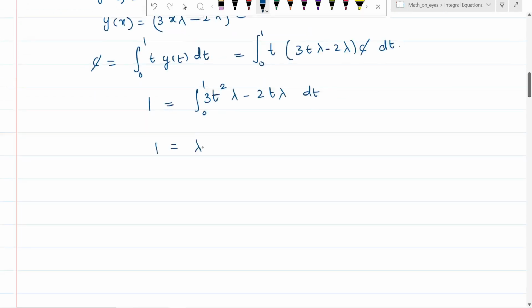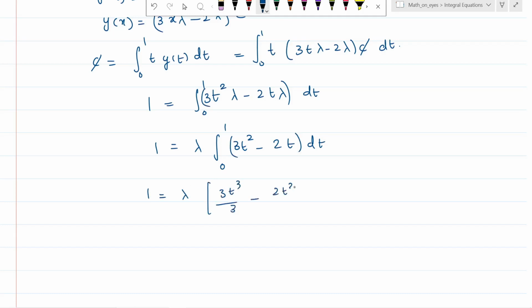Now you can take lambda outside. Integral 0 to 1 of (3t squared minus 2t) dt. So 1 is equal to lambda times (3t cubed by 3 minus 2t squared by 2), from 0 to 1. 2 cancels, 3 cancels. We have the lower limit and the upper limit. 1 is equal to lambda times (1 cubed minus 1 squared), and when you apply 0, you get 0 minus 0. So this is actually equal to lambda times 0 is equal to 1.